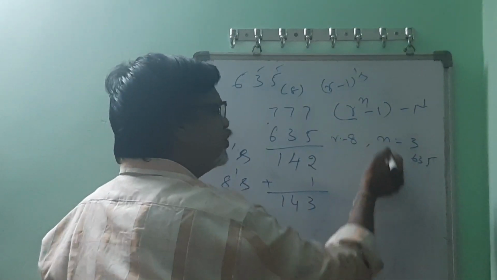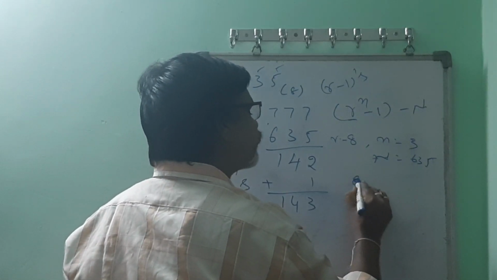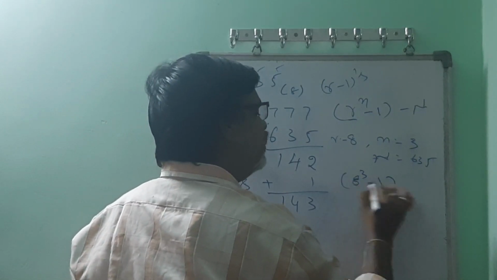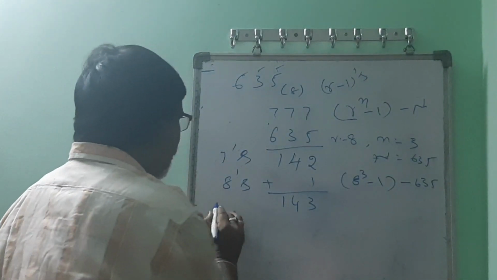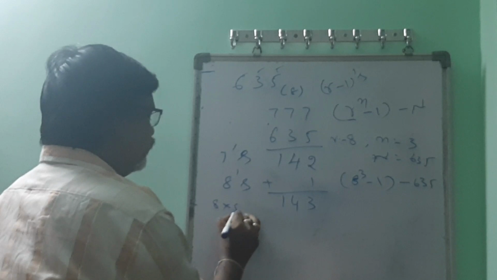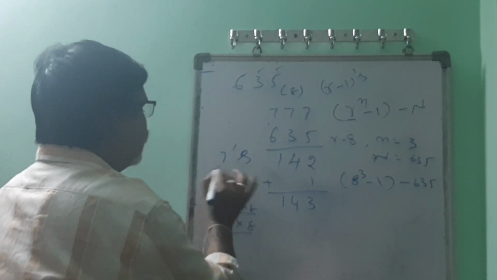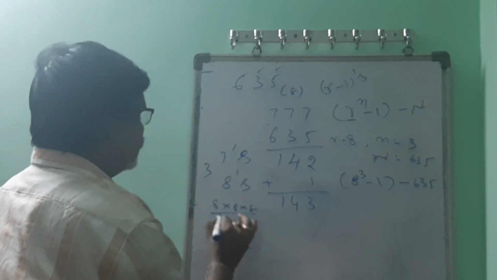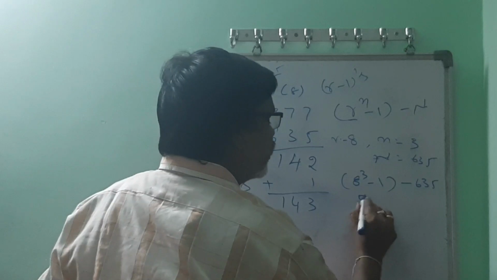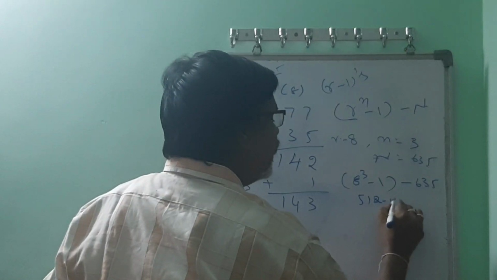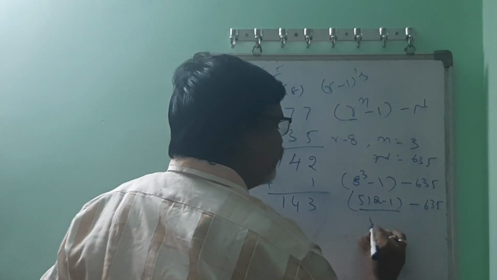So let us substitute these values in the given formula. So 8 power 3 minus 1 minus 635. Now here, what is 8 power 3? So 8 into 8 into 8. This is 64 into 8. 8 4s are 32, 8 6s are 48, plus 3 is 51. So 512. So 512 minus 1 minus 635.